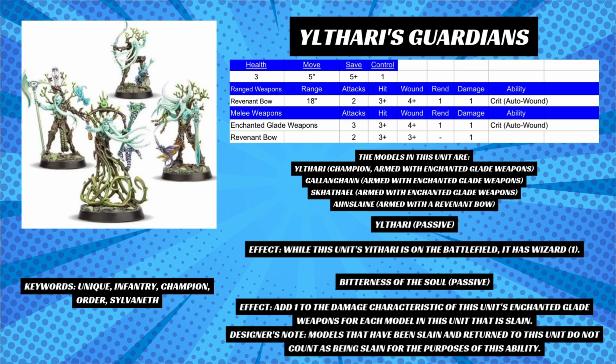Firstly, Ylthari, so long as she's alive within the unit, you're going to have the Wizard 1 keyword on the unit, so you've got a wizard here. And Bitterness of the Soul is a passive ability where you add 1 to the damage characteristic of their Enchanted Glade weapons for each model in this unit that is slain. Note though, however, if a model comes back from the dead, you don't get a bonus for any models that have been brought back. It is models that are actually permanently removed. So when you go to attack, if you're missing 2 models, then you would get an extra 2 damage. You don't get the 2 if, say, you've lost 2 models and brought 2 back.